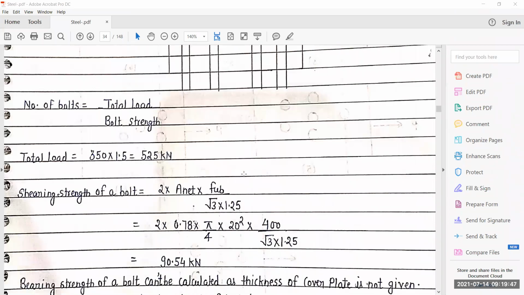Number of bolts equals total load upon bolt strength. Total load equals 350 into 1.5, equal to 525 kilonewton. The shearing strength of a bolt is 2 into n into Fub upon root 3 into 1.25. So 2 into 0.78 into pi by 4 into 20 squared upon root 3 into 1.25 equals 19.54 kilonewton. You get the result of 19.54 kilonewton.